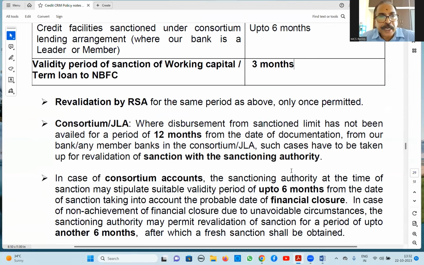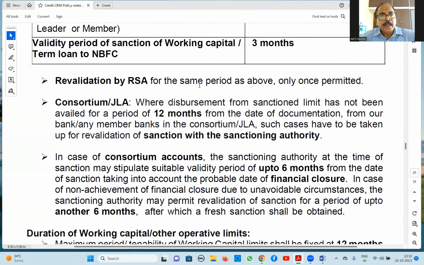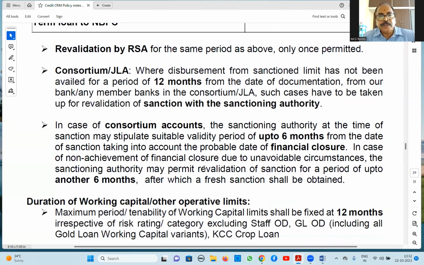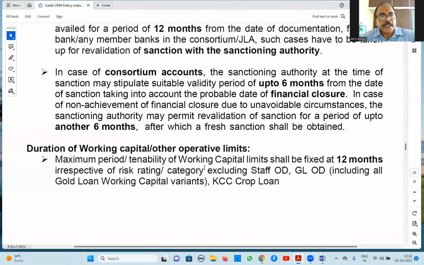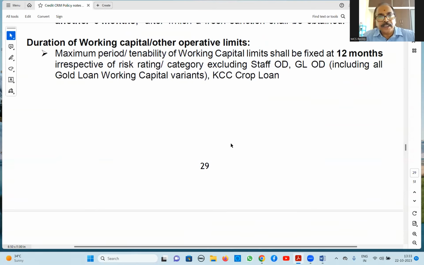Next, revalidation, same period it can be done except this one, ad hoc credit facility. Consortium or JLA 12 months, I already told, up to 6 months. Duration of working capital, 12 months, already discussed. Working capital is valid for 12 months. Earlier 18 months like that it was there.